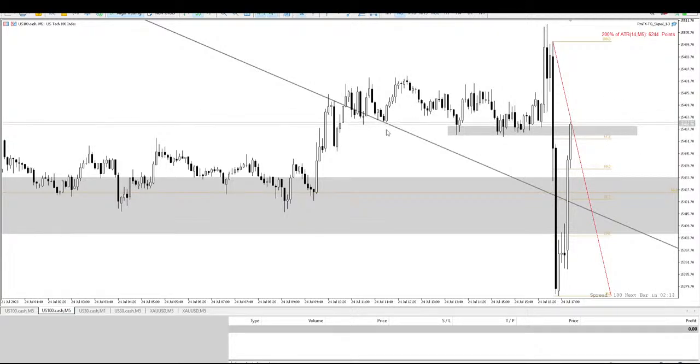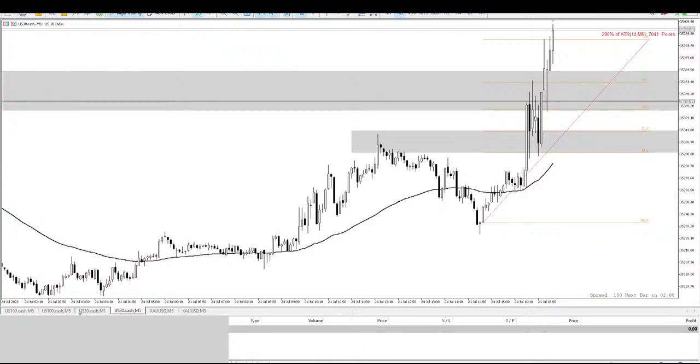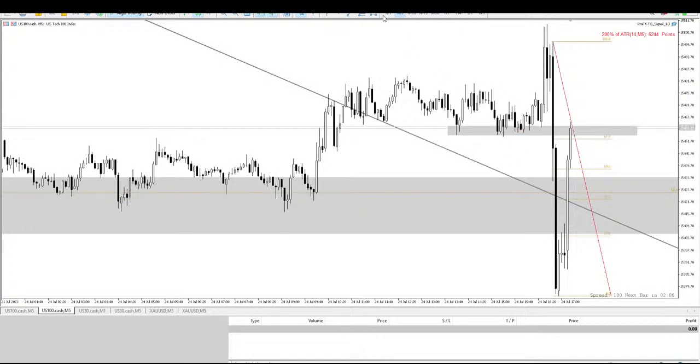Ah, look at this. NAS is just breaking everything. US30, yeah, that's going too. Okay, let's try to get a pullback and see what happens here.